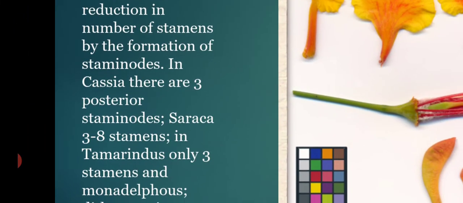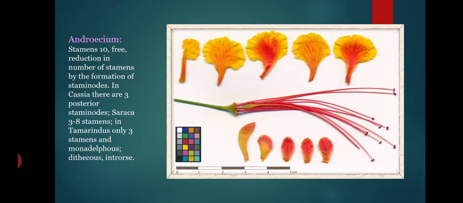Okay, and anyway, we'll study about its stamens. The number of stamens is normally 10, which are free, and sometimes we can see reduction in the number of stamens by the formation of staminodes. Sometimes the stamens are modified with a petal-like appearance or sometimes sepal-like appearance. That can happen in some species. In Cassia there are 3 posterior staminodes. Suppose we are discussing the flower of Cassia fistula, there we can see these 3 posterior staminodes.